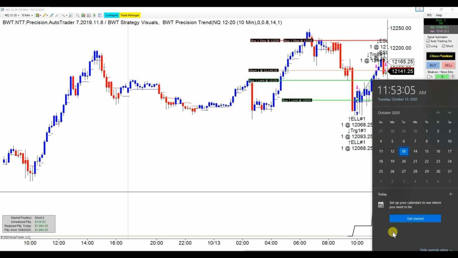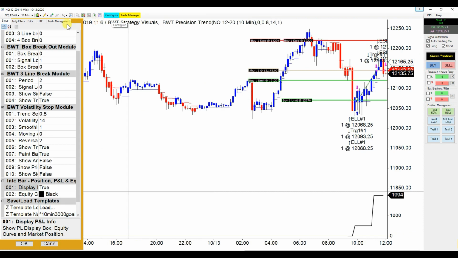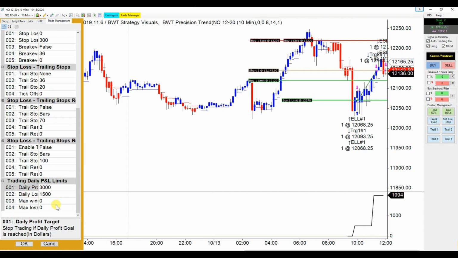Okay, the 13th in the afternoon, or just about the afternoon, 11:53. Just trying to catch another trade on this 10-minute chart. It took a short upon a retracement of 35 ticks. So far today, it is up almost 2,000. This is the 10-minute with a higher target, and this one has a max loss of 1,500. So on this template, the loss is half the target.